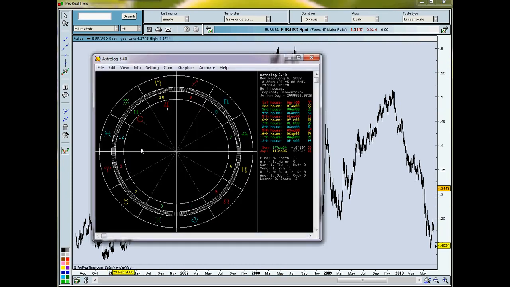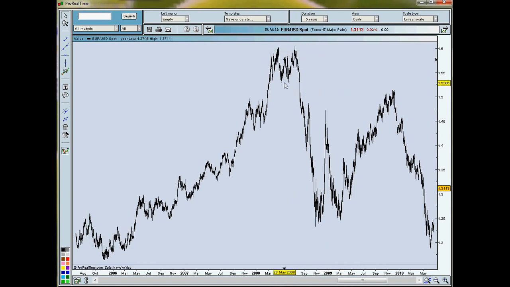But if we advance the sun to its opposition, just like it was last time, so the sun is in opposition to the natal sun, we see that July 2nd, once again, 2008, is our target date. Very close.